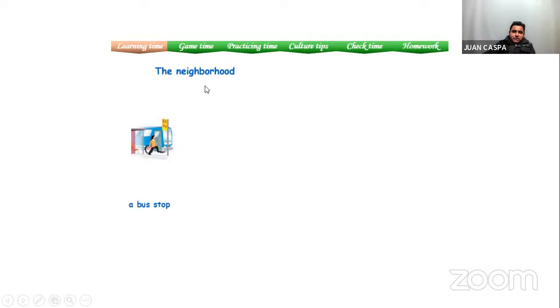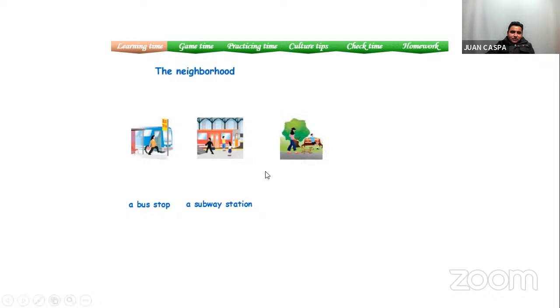Okay, and let's continue. Talking about the neighborhood, there is like the bus station. Oh, sorry, also the bus stop, right? Bus station is a bit different. A subway station. We don't have a subway station in La Paz, right? Instead of subway station, we have maybe a cable car station. Okay, a park, a convenience store.